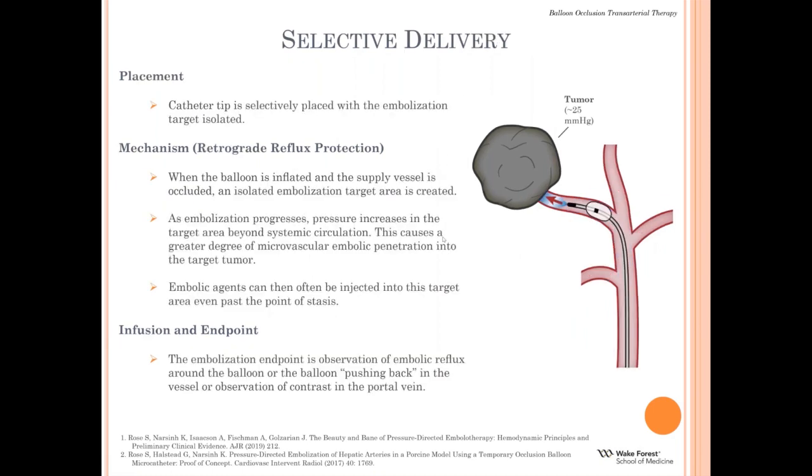Selective delivery is an opposite concept, and basically what you're trying to do here is get your catheter as distally as possible and isolate either the tumor or the segment that you're trying to treat. Then once you occlude that vessel with the balloon, you can now theoretically put more therapeutic agent, more embolic agent into that tumor. Thereby, you can go beyond stasis often and really occlude the vessel better than you could with an end-hole catheter. So those are the two main techniques that we can use with pressure-directed balloon occlusion delivery.